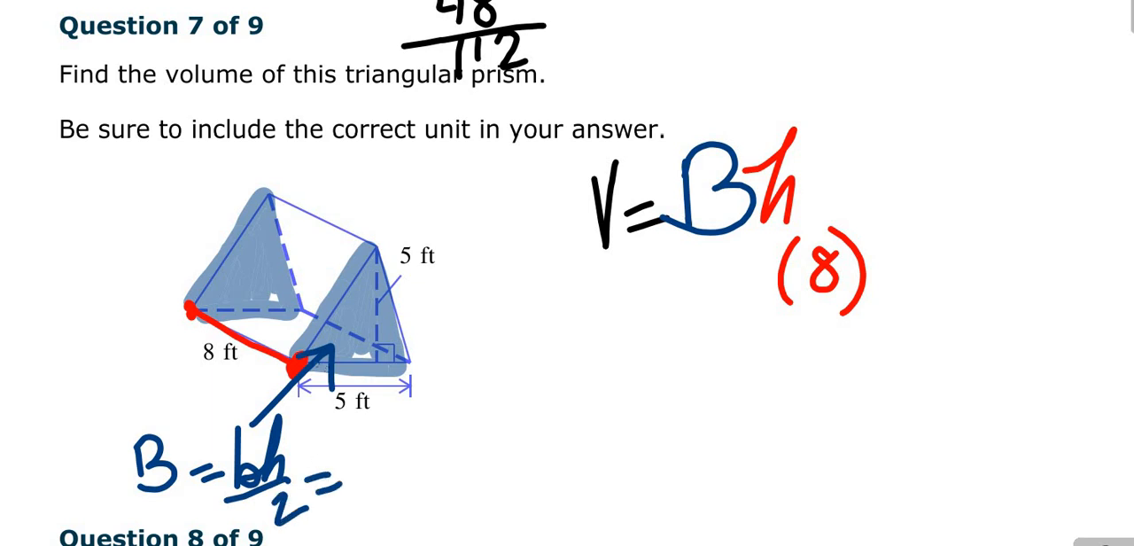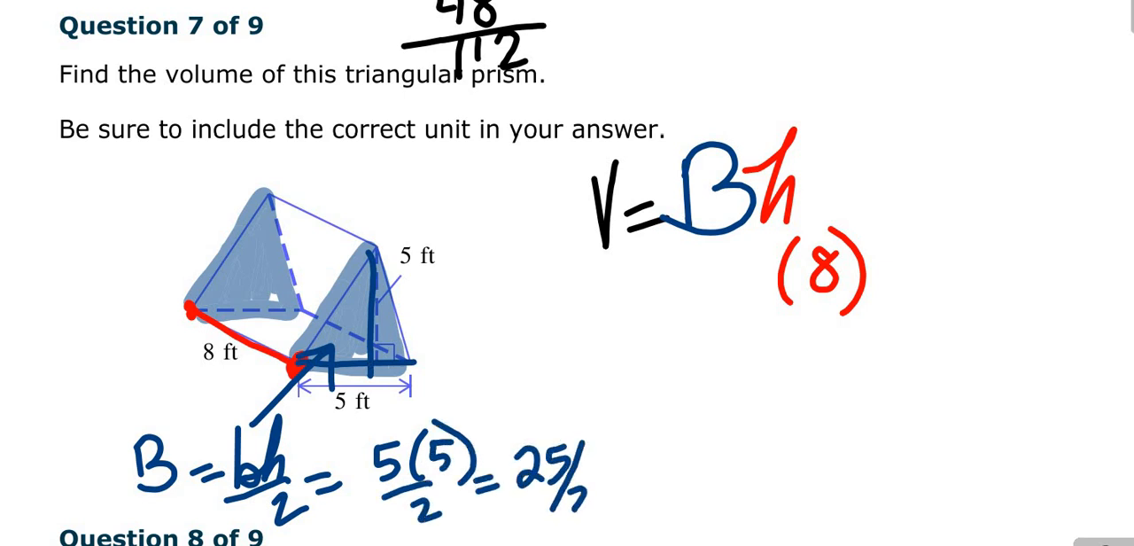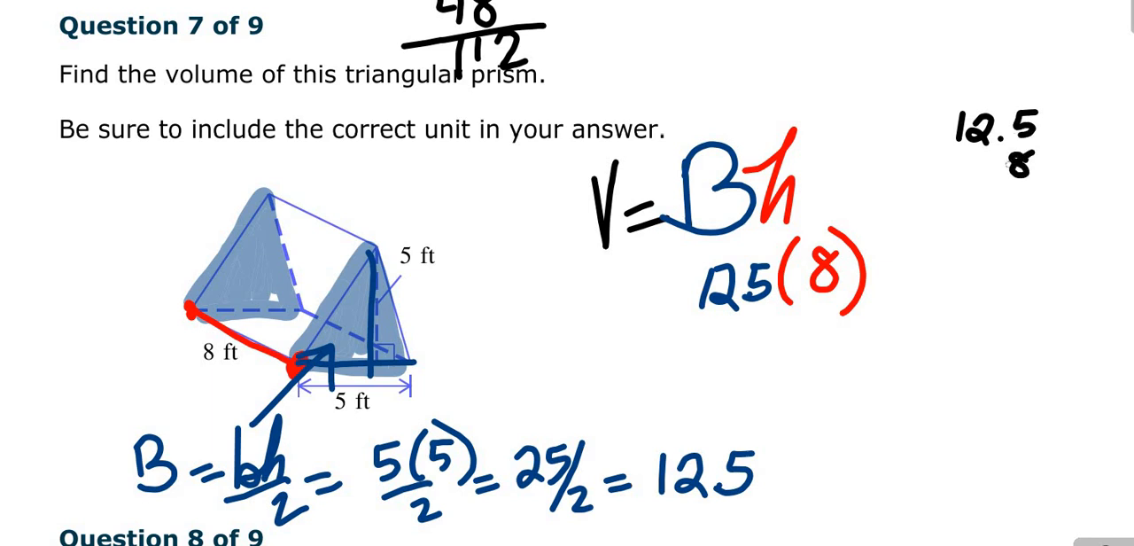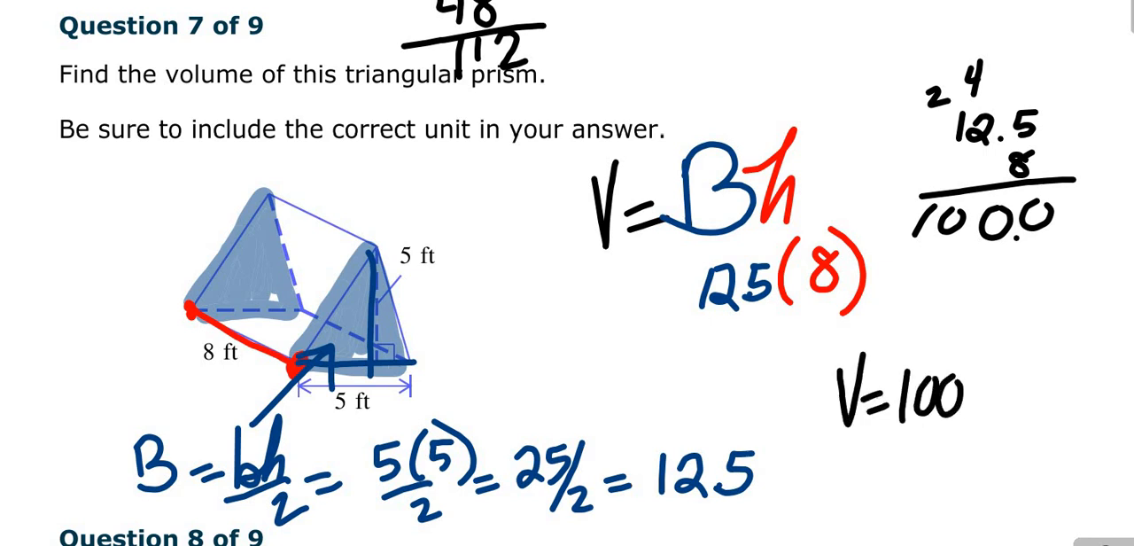To find the area of that base shape, it is base times height over 2. That's a triangle, so that's 5 times 5 over 2 equals 12.5. So 12.5 times 8. So our volume here is going to be 100 feet cubed.